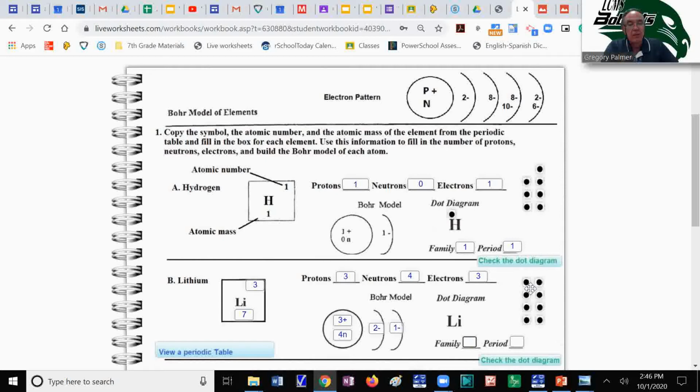The 1 valence electron tells us there'll be 1 dot in the dot diagram. The 1 dot in the dot diagram means that it's 1 valence electron, means it's in family 1. And we see that there are 2 energy levels, so this is on period 2.